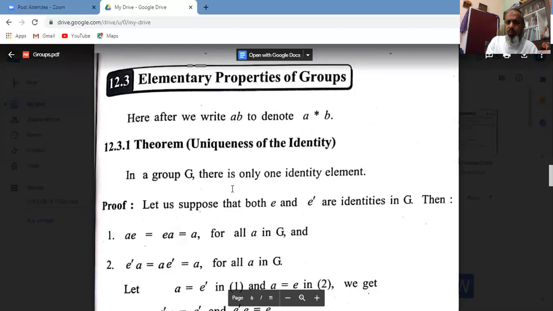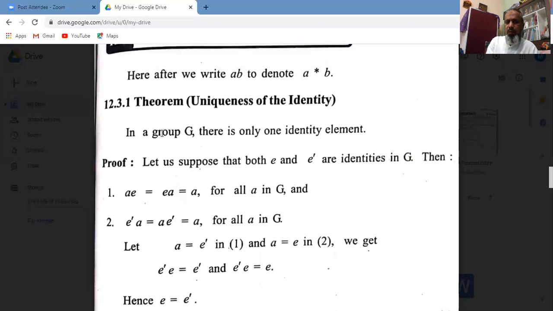So how to prove it? If G, a non-empty set, is a group, then it has only one identity element. It should not have more than one identity element. So to prove this, we are taking two identity elements. Let E and E dash be two identity elements in G.